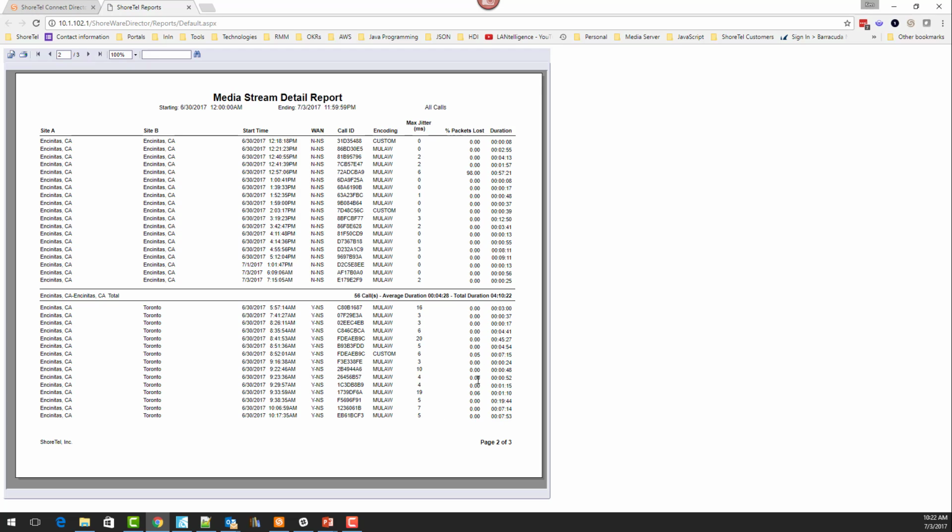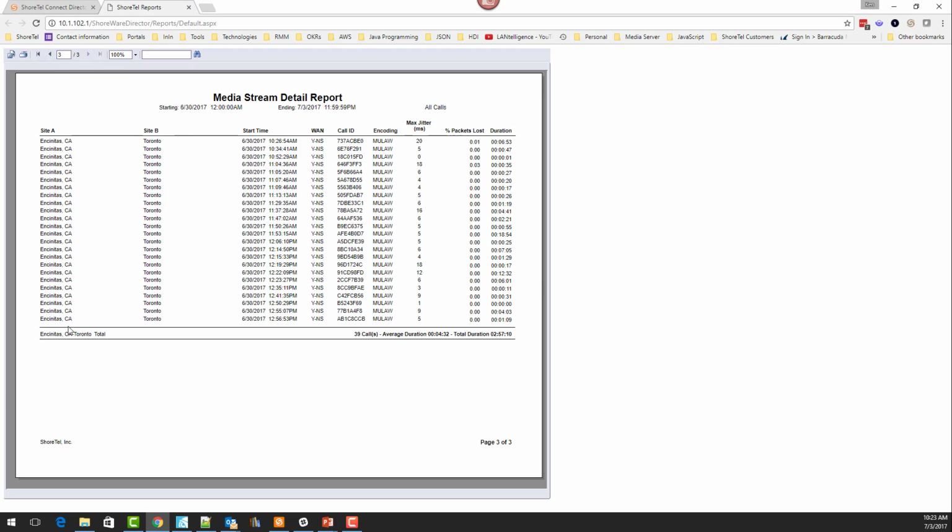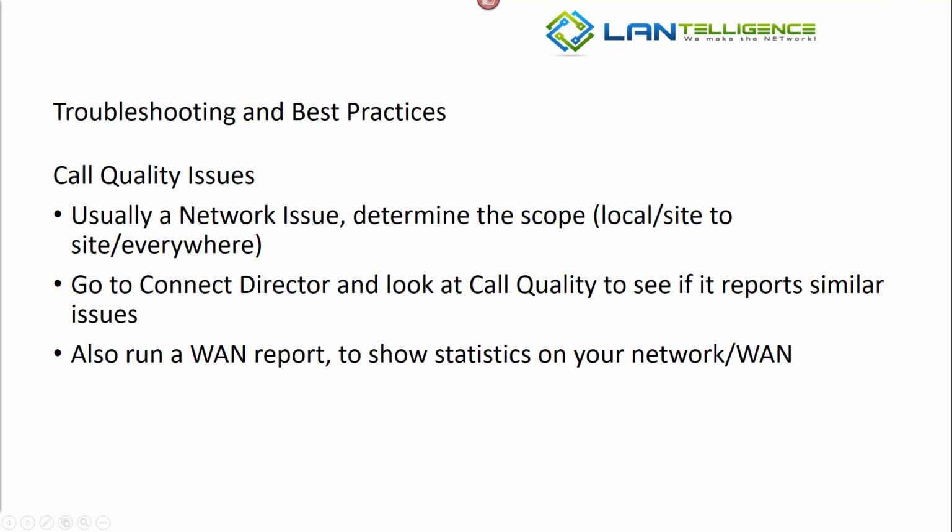You can see the delay, any sort of packet loss, and we're all well within our less than half of 1% for packet loss. It's a 45-minute call right here, max jitter of 20 milliseconds. And then we take a look at the last page, and this is Encinitas Toronto, the rest of it. So there was no Toronto to Toronto calls that day. Inter-office calls, so I can see the total calls. So that's the second place you want to go for troubleshooting your wide area network if you want to take a look at call quality issues.